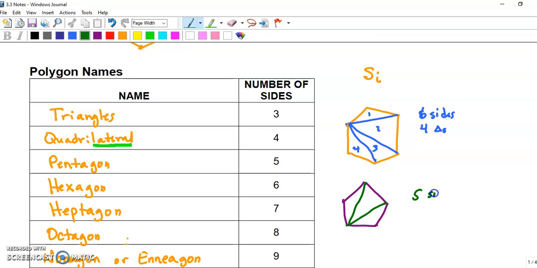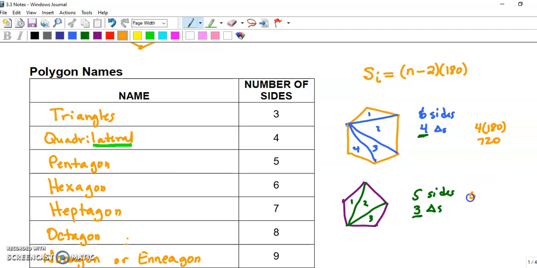This one had 5 sides. It has 1, 2, 3 triangles. And I could do that with a whole bunch of them. This is always going to be 2 less. Every triangle has 180 degrees in it. So the formula for the sum of the angles is n minus 2, the number of sides minus 2, times 180. Each triangle has 180 degrees, so for a hexagon we need 4 triangles: 4 times 180 is 720 degrees.